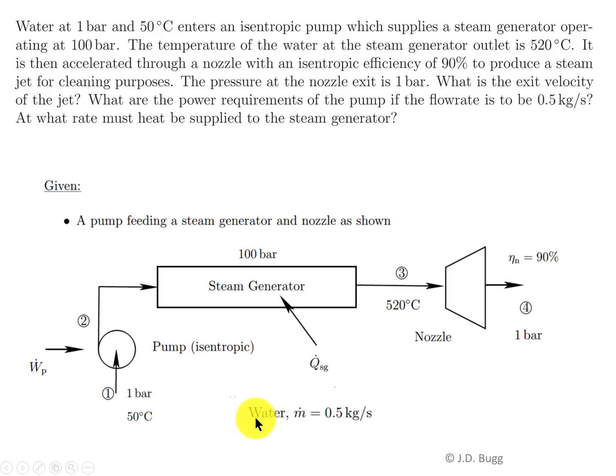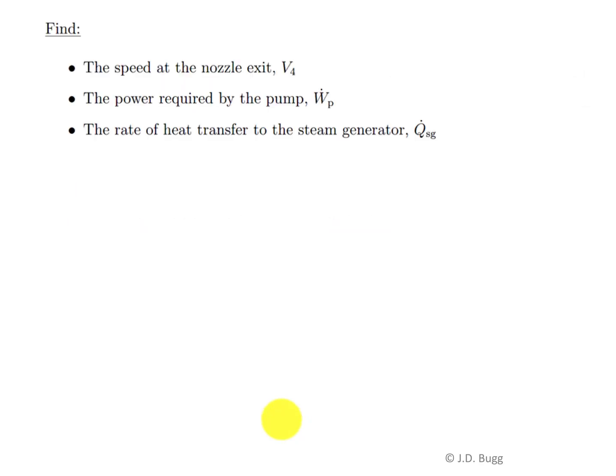We also know that the substance is water, and there's a mass flow rate of 0.5 kilograms per second through this system. So what we've been asked to find is the speed at the nozzle exit, which is V4, the power required by the pump, W dot pump, and the rate of heat transfer into the steam generator, Q dot.